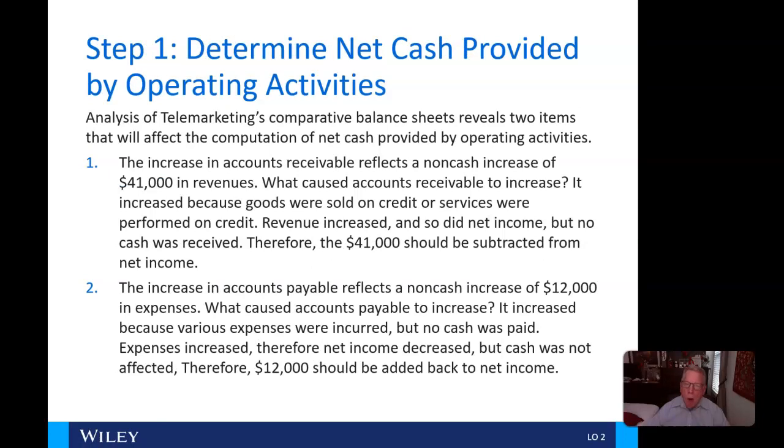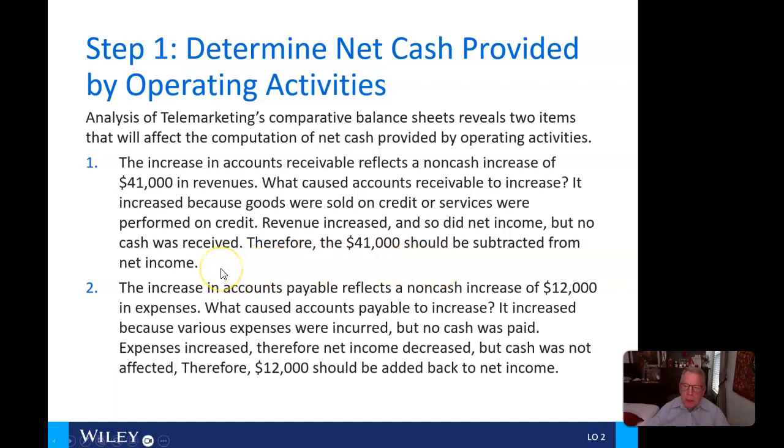And what caused that receivable to increase? It was increased because the goods were sold on credit or services were performed on credit, or on account, it's sometimes called. Revenues increased and so did net income, but no cash was received. Therefore, we should subtract the $41,000 increase from net income.